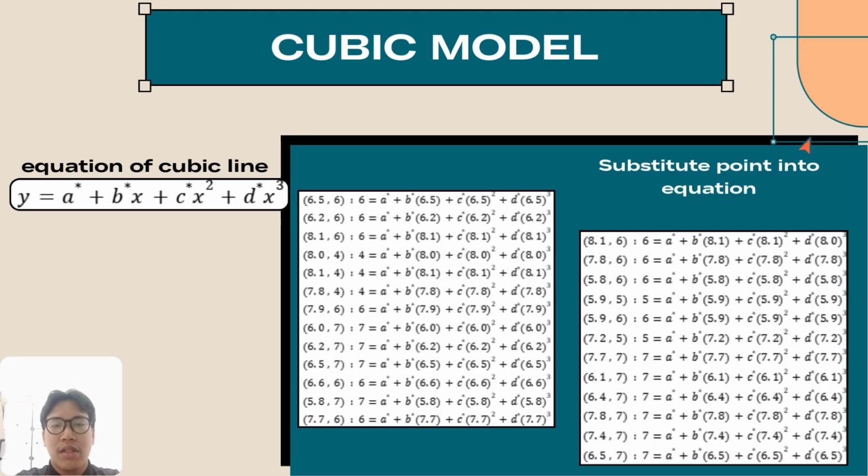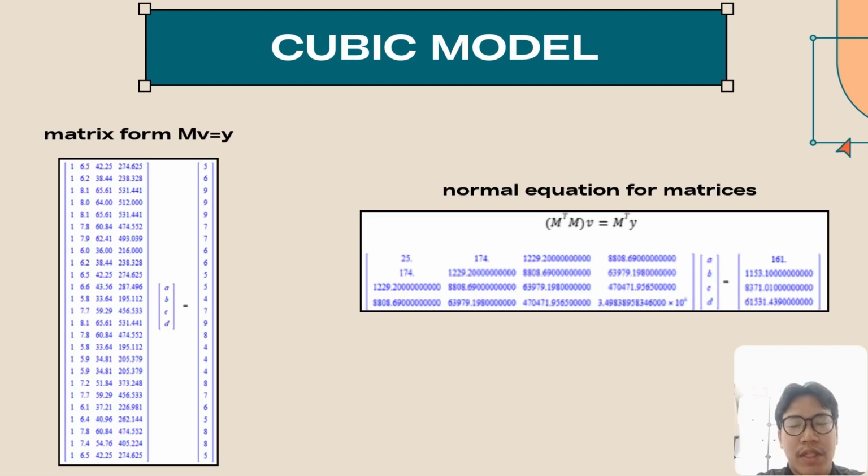For the cubic model, the equation of a cubic line is y equals a plus b multiplied with x plus c multiplied with x squared plus d multiplied with x cubed. With that formula, we substitute the points into the equation. After that, we substitute the values into the matrix form, which is Mv equals y. The first column is the constant value, the second column is the x value, the third column is the x squared value, and the fourth column is the x cubed value.